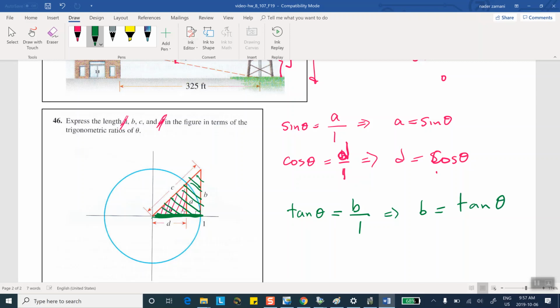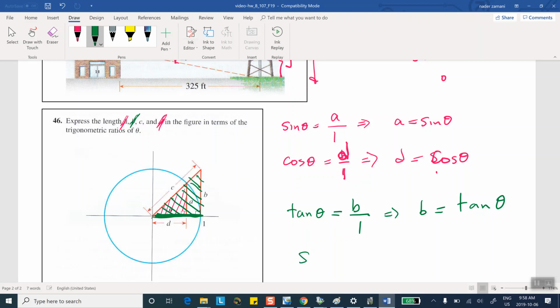Okay, and in the same triangle, B is gone, right? The only thing that's left is C. There are different ways of doing C. One way is to look at that same green triangle.